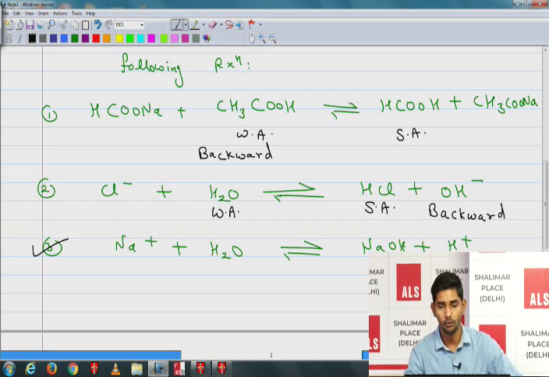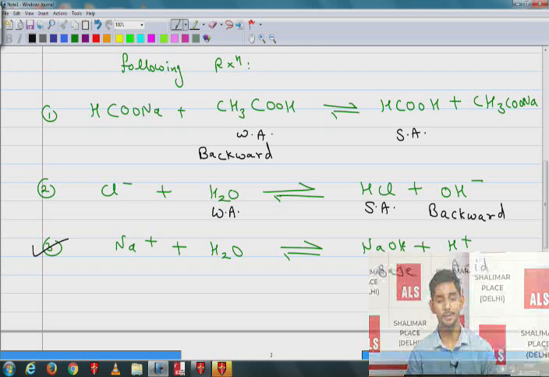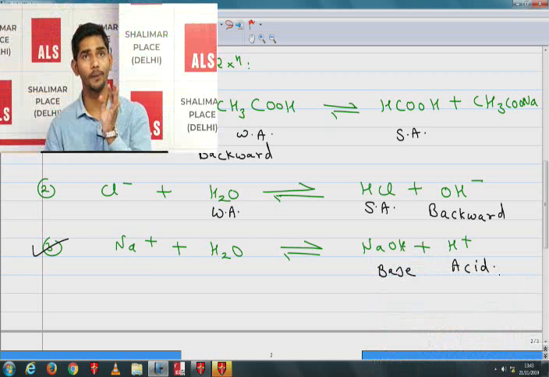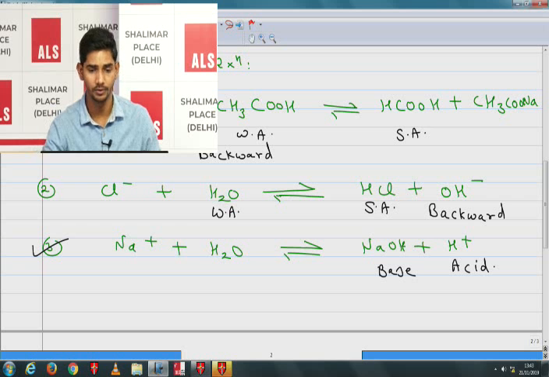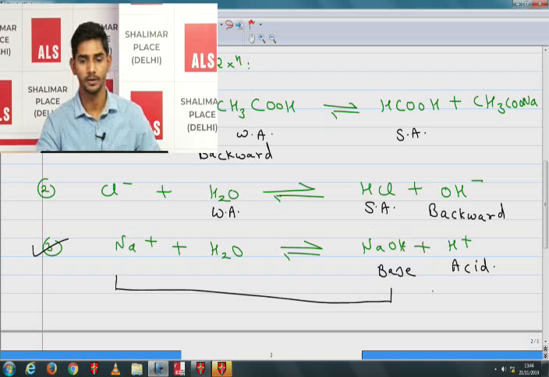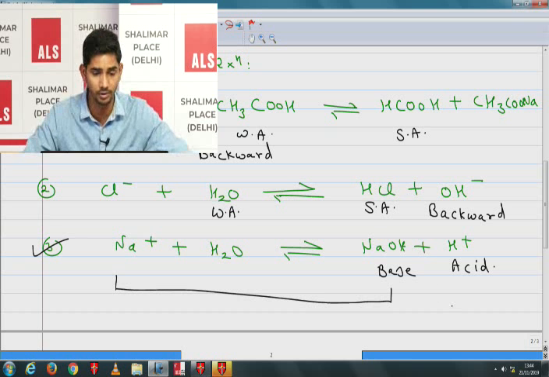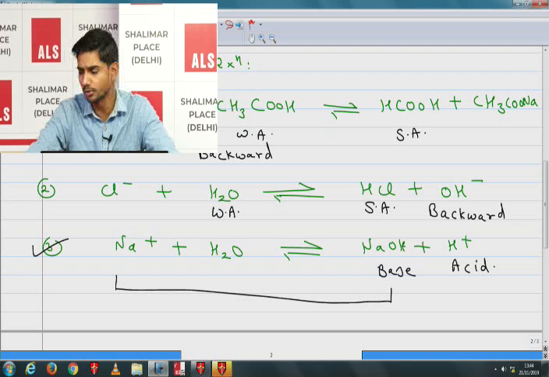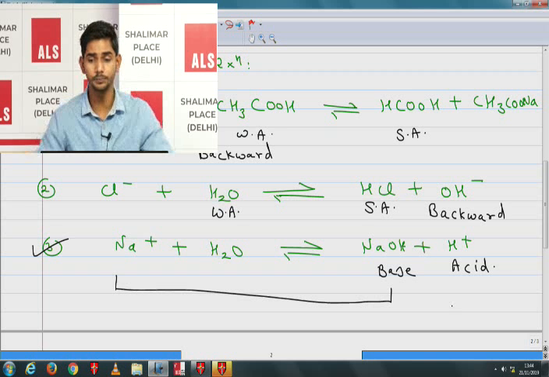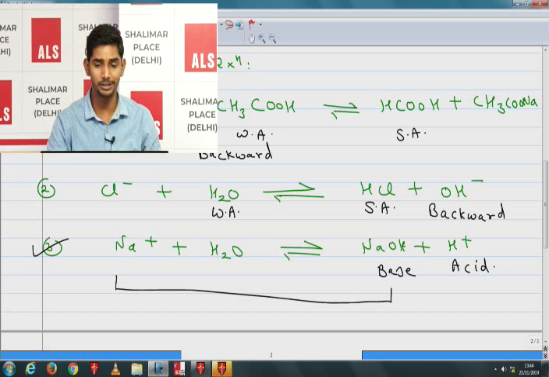Okay. So obviously, if it is a base, then the H plus will definitely be what? An acid. Okay. Now, on the basis of this, you need to make the pairs over there. This is actually your Arrhenius concept, not the Bronsted-Lowry concept. So, Bronsted-Lowry can't define it very well over there.